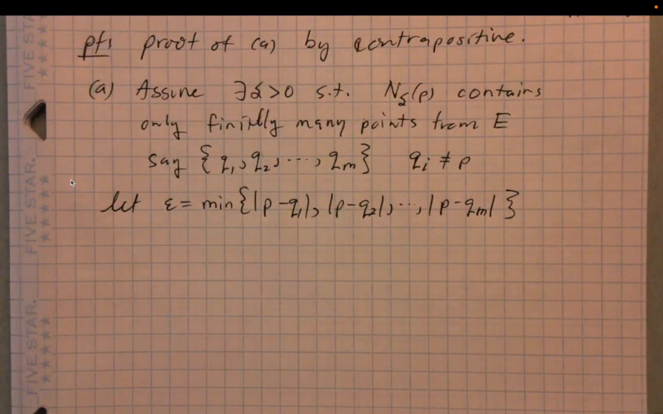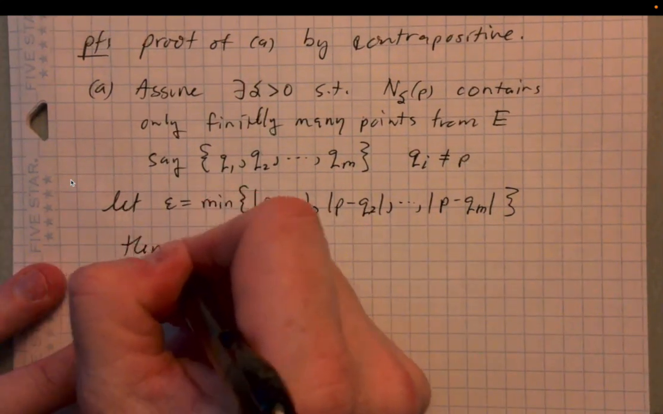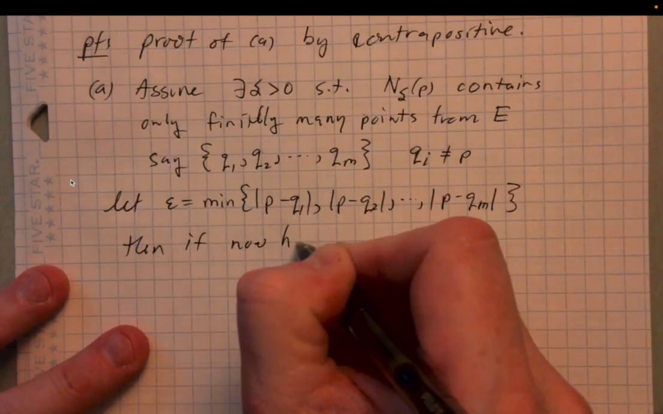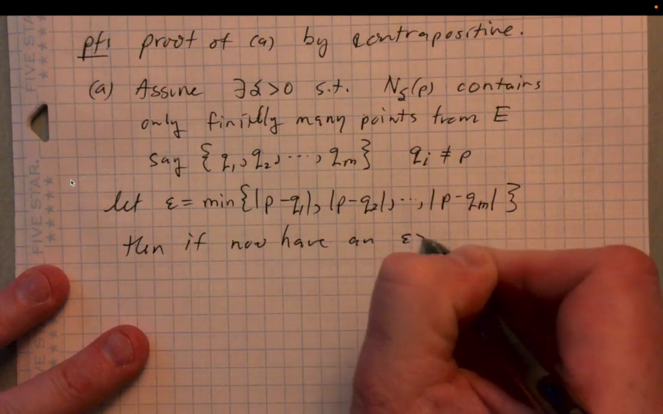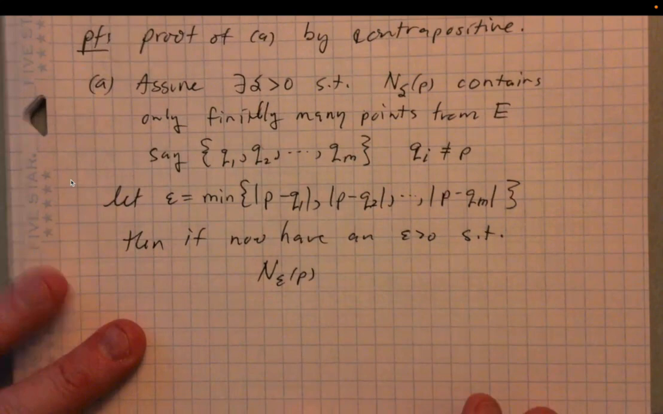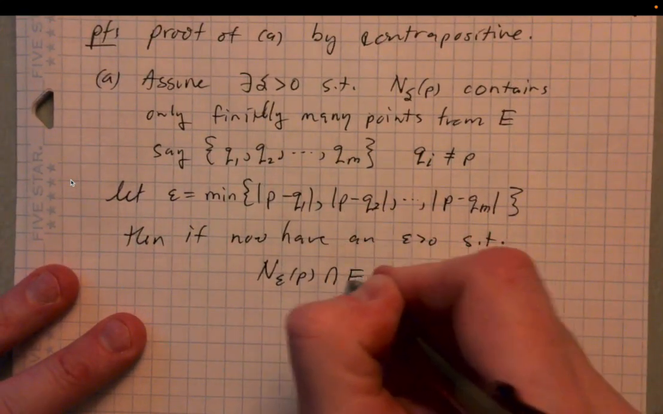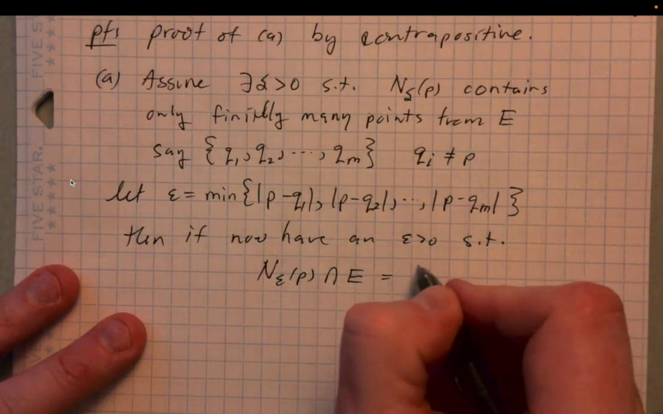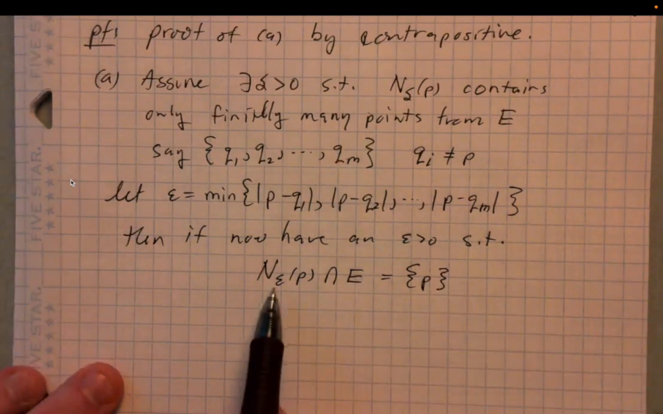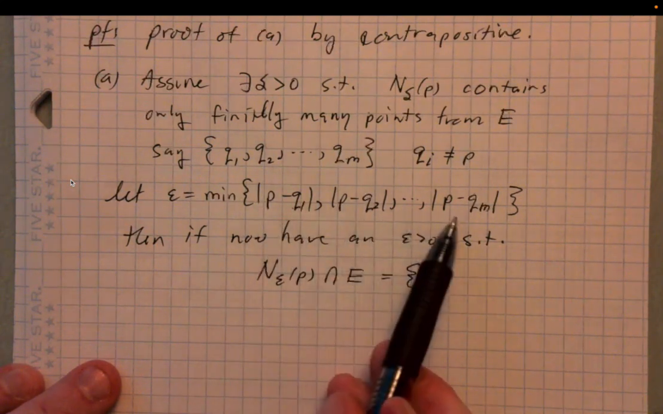Right, so I've got the smallest distance between the finitely many points that are in my delta neighborhood. So I set epsilon equal to that. Then I've found an epsilon. I'll now have an epsilon greater than 0 such that the epsilon neighborhood of P intersecting E is equal to what? Well, the only thing in there is P, right? Because I've constructed my epsilon so that it excludes all of these.